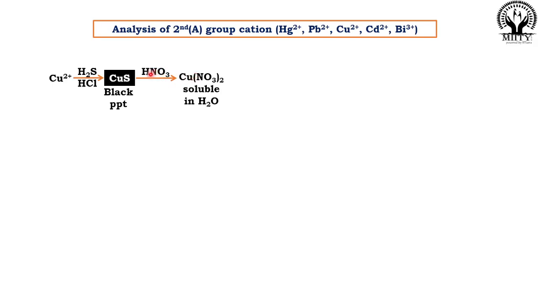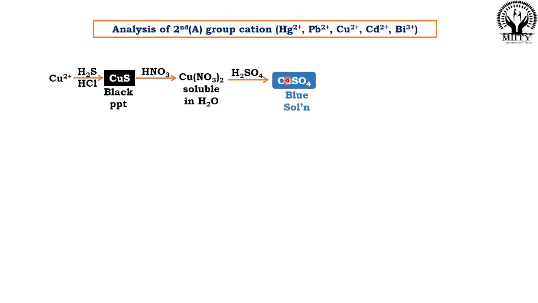In this case, nitrate ion will be reduced to NO. Sulfide initially converts into sulfur and sulfur is again oxidized to sulfate. And this sulfate forms copper sulfate with cupric nitrate, Cu2+ and SO4 2-. It is a blue solution. When copper sulfate is present in water, it forms a blue solution.